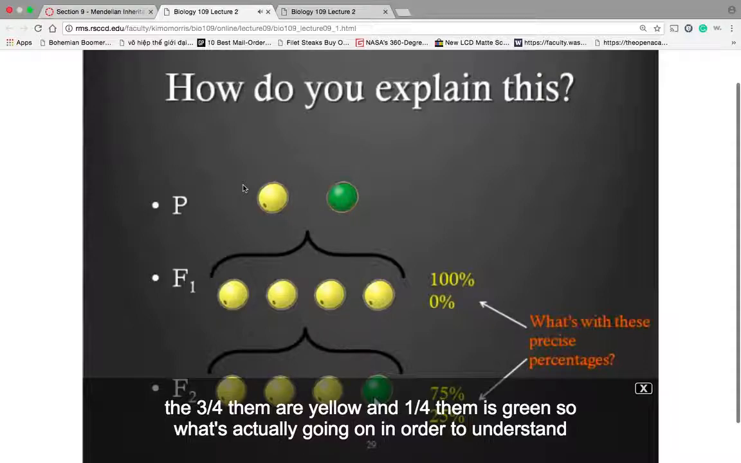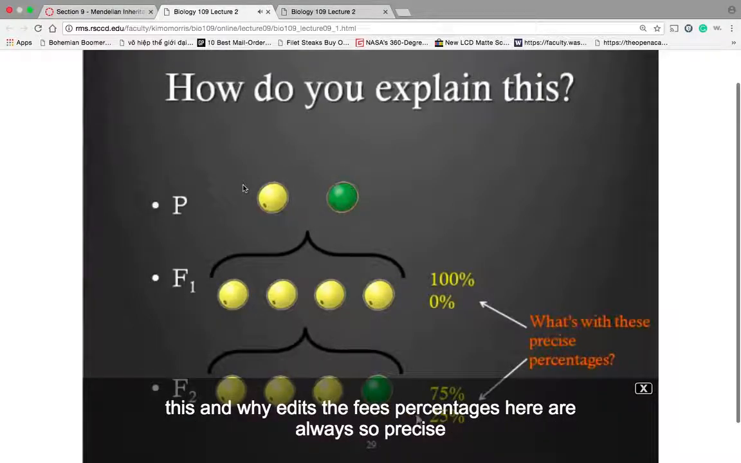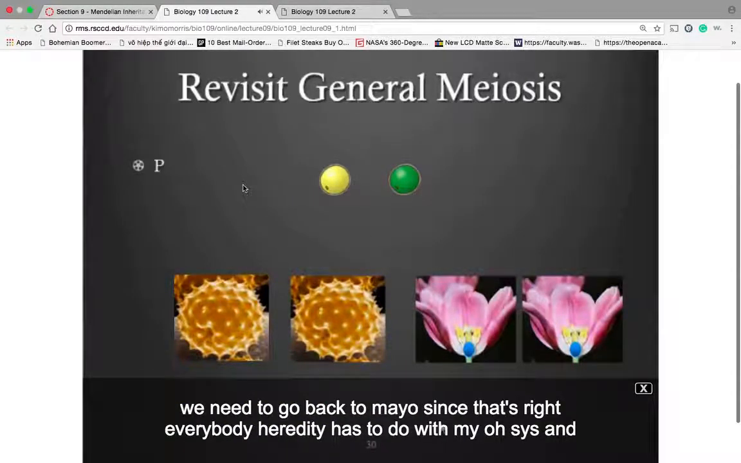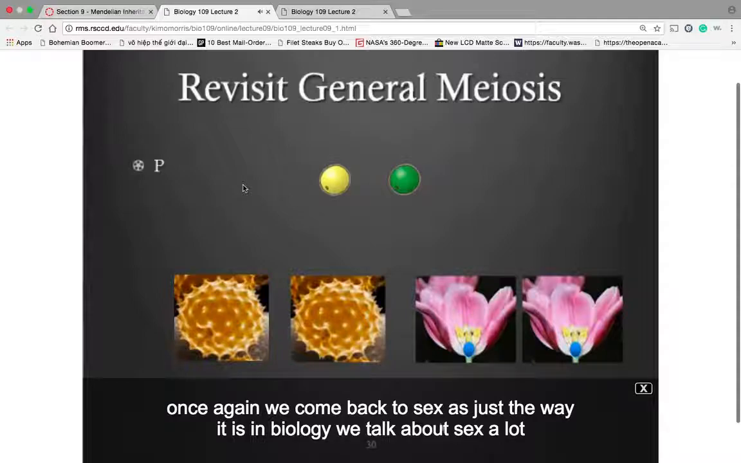In order to understand this, and why it is that these percentages here are always so precise, we need to go back to meiosis. That's right, everybody. Heredity has to do with meiosis, and once again, we come back to sex. That's just the way it is in biology. We talk about sex a lot.